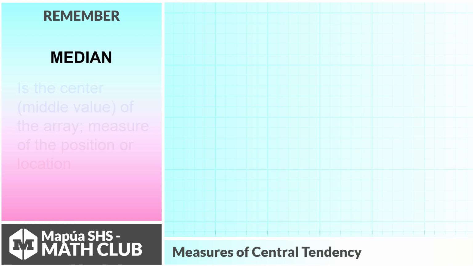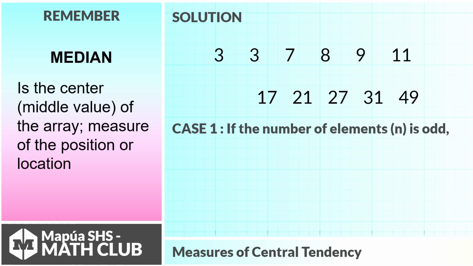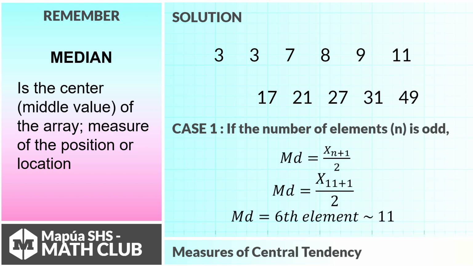Applying the formula of the median to the given number set, we will use case 1, since the number of elements is 11, which is an odd number. Hence, simplifying the expression, the value of MD is the 6th element, which is 11.